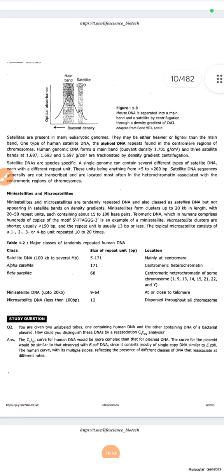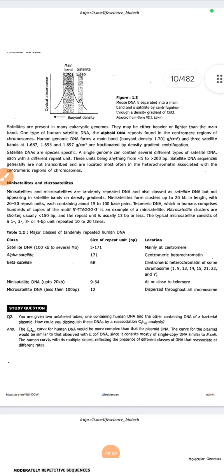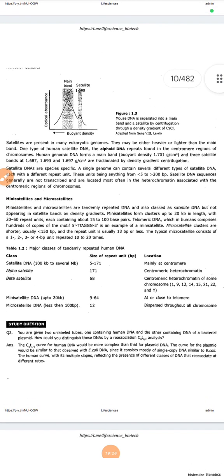So, mini satellite and microsatellite. Mini satellites and microsatellites are tandemly repeated DNA, and they are classed as satellite DNA. They are tandem, but they do not appear as satellite bands on density gradients. So you can see the density gradient of the genomic DNA and the satellite DNA, but you cannot separate mini and microsatellite based on the density gradient.